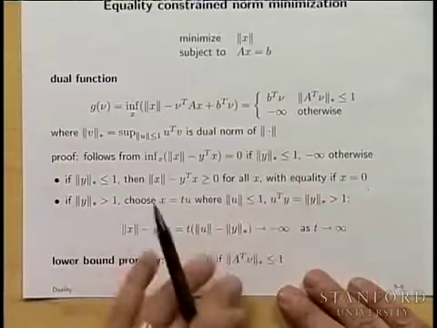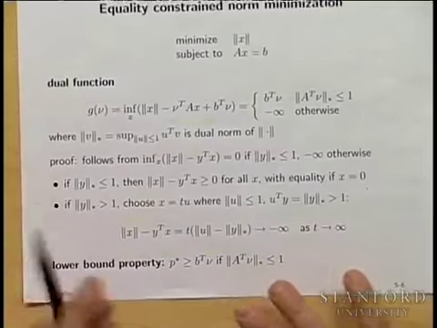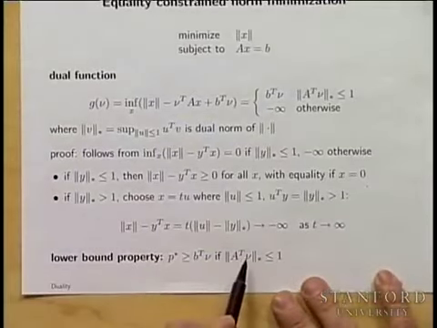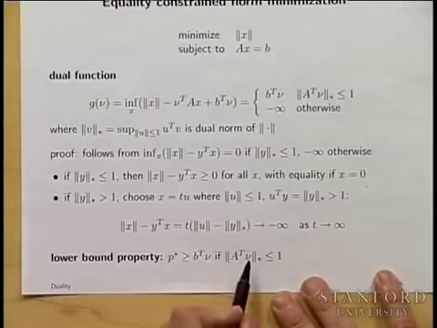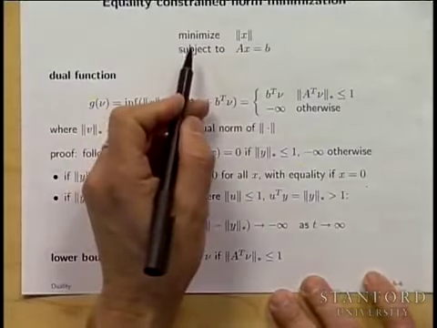Okay, and then you can go through the argument here, and I won't go through it. But actually, now you got something really totally non-obvious. It basically says, if you can come up with a vector nu for which A transpose nu is less than or equal to 1 in dual norm, then B transpose nu is a lower bound on the optimal value of this problem. Here's an example.